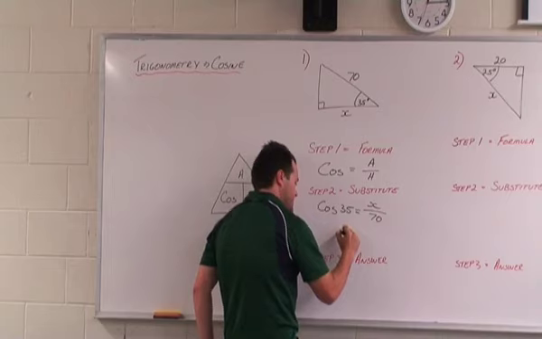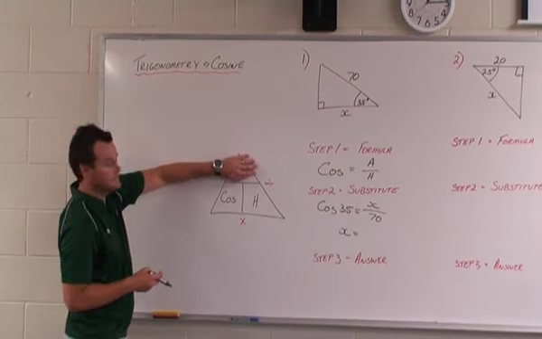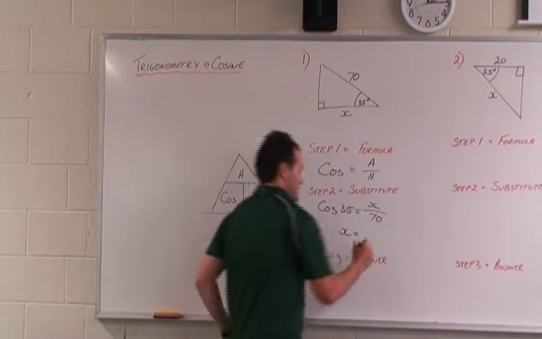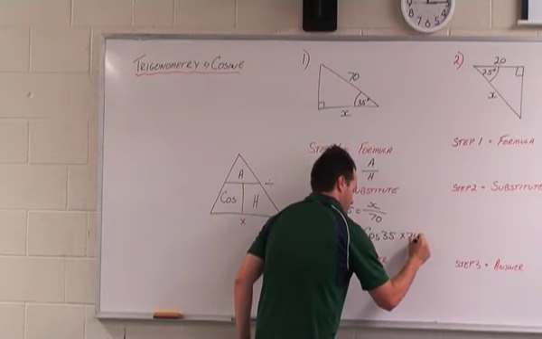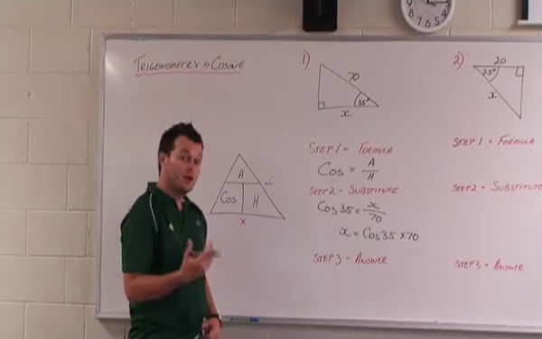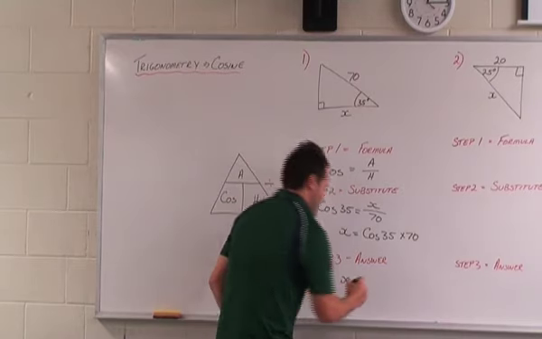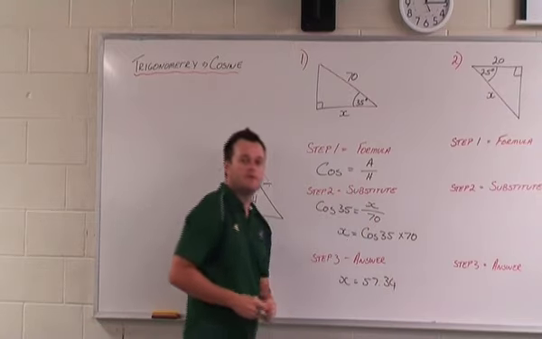Rearranging so that we can find our x by ourselves. We're trying to find an adjacent. So we're doing cos multiplied by the hypotenuse. Cos 35 times 70, typing that in, you should get your answer of 57.34.